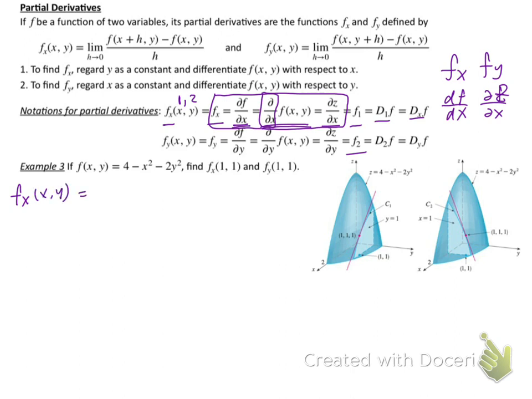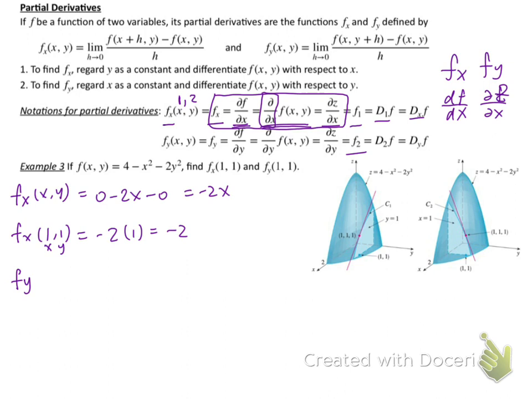with the general form. And that would be, I differentiate this function with respect to x. 4 taking derivative is 0. Minus x squared, taking derivative with respect to x, gives 2x. Minus 2y squared, that's constant, so another 0. I'm ending up with negative 2x. So plugging in my (1, 1), it's actually negative 2 times 1, and that's negative 2.